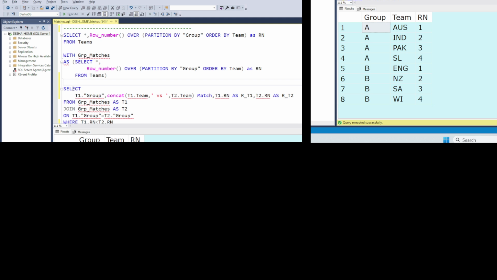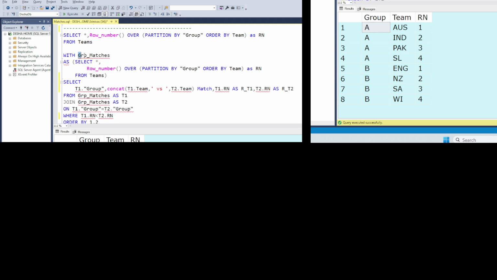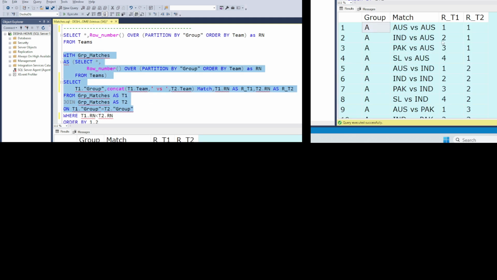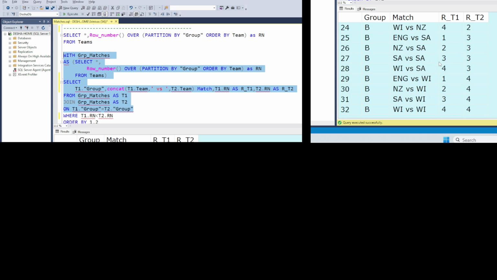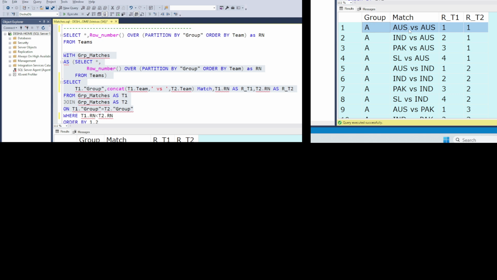Since the subquery is created, this is a temporary table, a common table, which we use. With this table I am generating the possible outputs by joining at a group level, joining all the possible combinations at the group. Executing this gives me all possible matches at the group level. But this query is incorrect, since Australia playing Australia is not expected, and the India versus Australia match is already played here, and this row 5 is not expected.